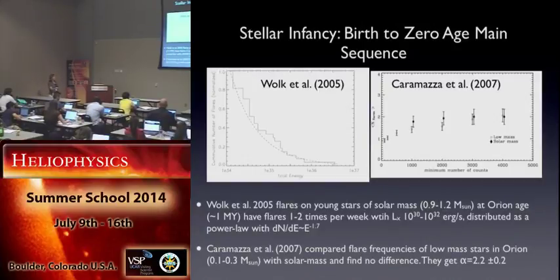This plot on the right shows a comparison of flare frequencies on solar mass stars in the filled diamonds and low mass stars, which are significantly lower in mass than the sun, 0.1 to 0.3 solar masses. Their claim is that they see essentially no difference in the flare frequencies of these low mass stars compared to these solar mass stars. So the flares don't know what kind of star they're on. They're producing flares at roughly the same rate, regardless of their mass at these very young ages.